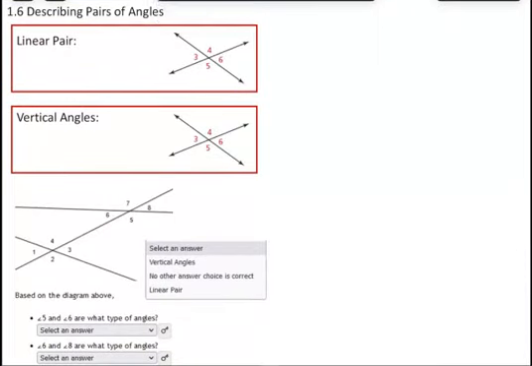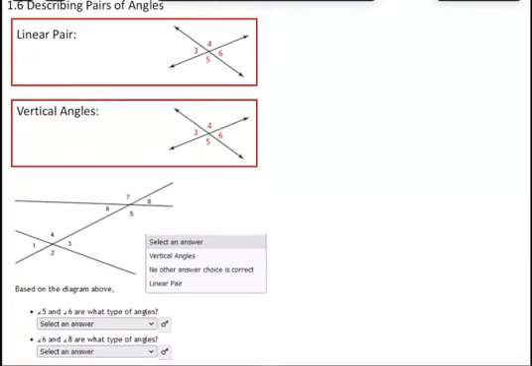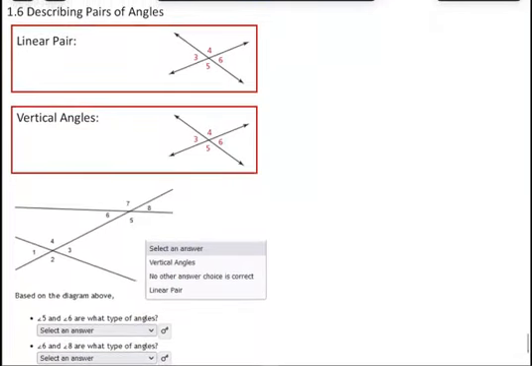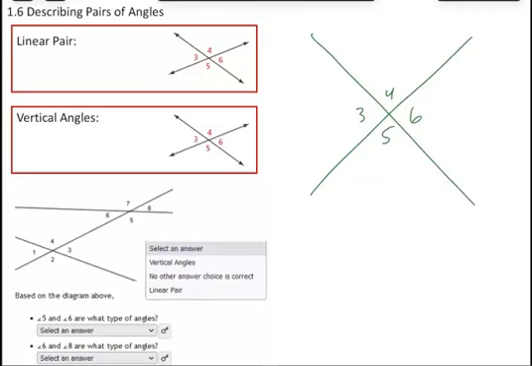All right, let's jump to the next pairings, or the next angle pairings. And these are the angle pairs that are formed when two lines intersect. So here if you look at 3, 4, 5, and 6, both of these boxed examples have the same set of intersecting lines. When two lines intersect, every angle pair is going to be one of these two things. It's either going to be a linear pair or it's going to be a vertical angle pair.